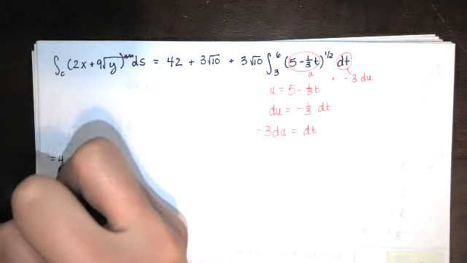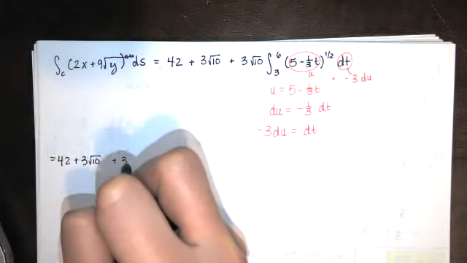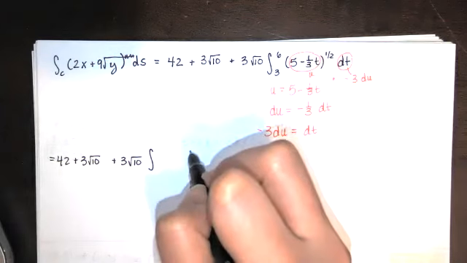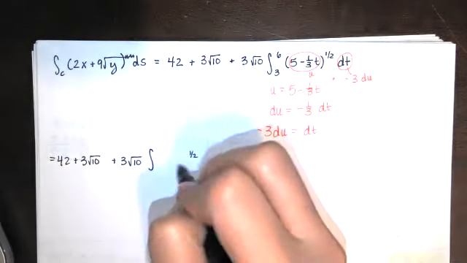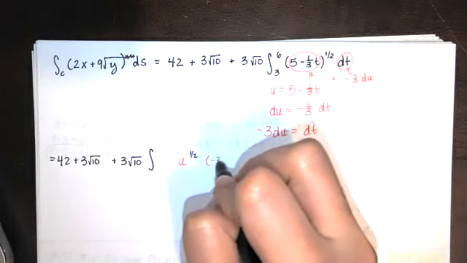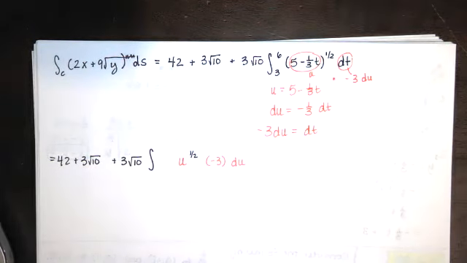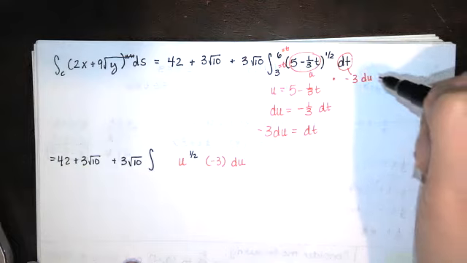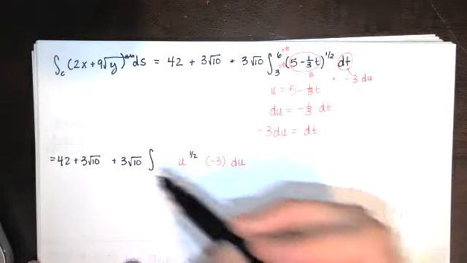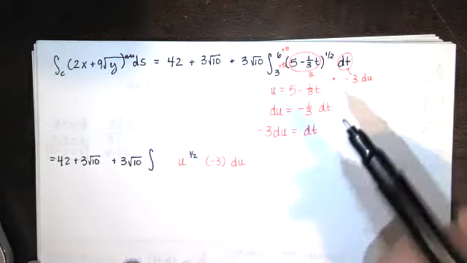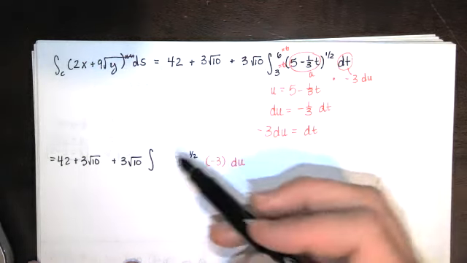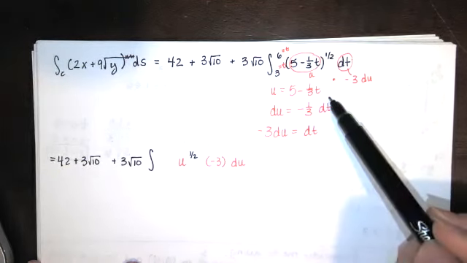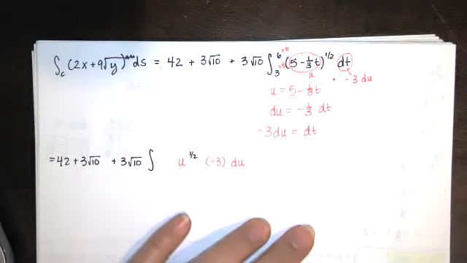So we have the 42 and the 3 root 10, and then the 3 root 10 times this integral. I've got a u to the 1/2, and then a -3 times a du, but I do need new bounds. These are bounds for t. I need bounds for u. When this integral is written in terms of u, these numbers here have to represent u values, not t values. And it's easy enough to find the u values that go with these t values. You just plug these t values into this equation, and it's going to give you the corresponding u values.